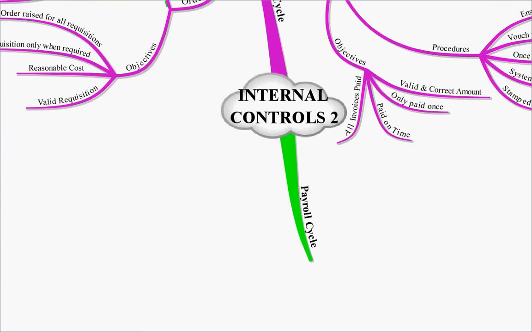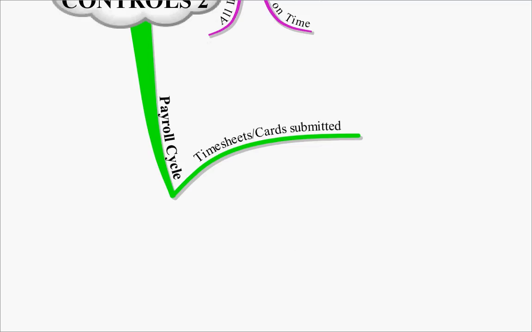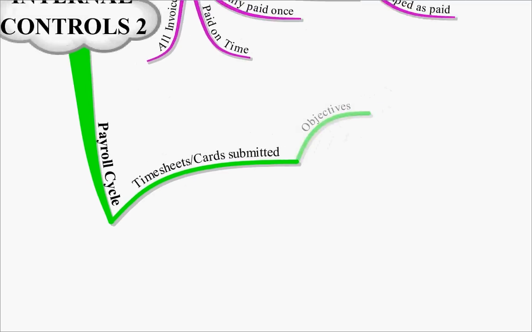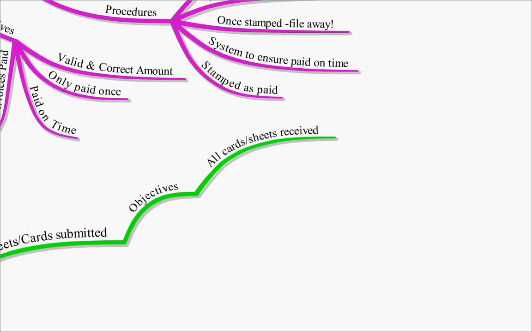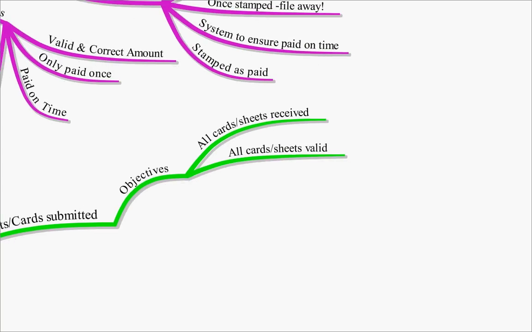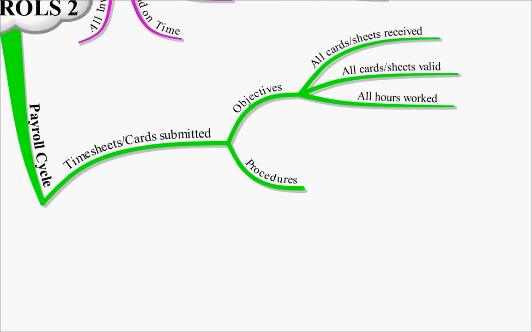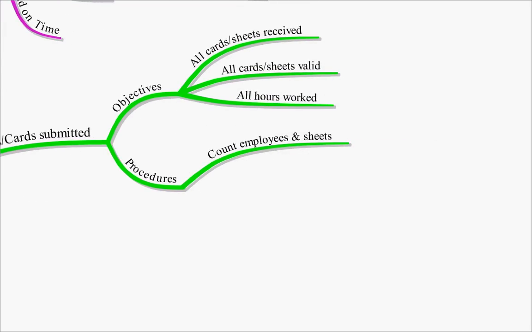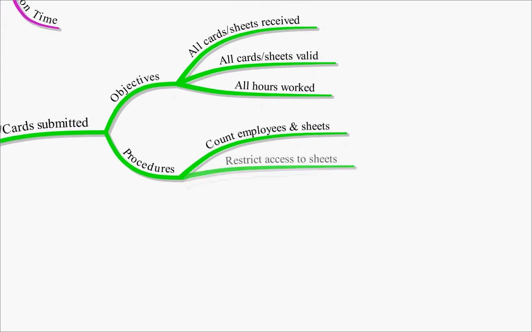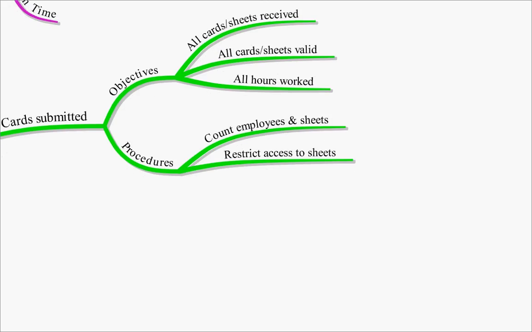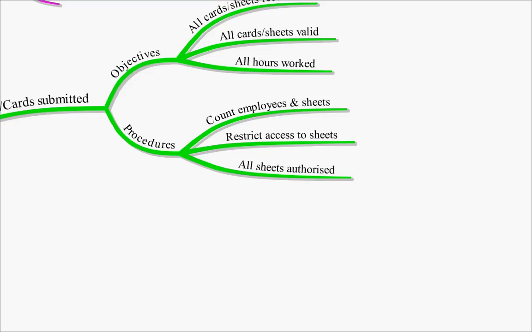Another cycle to look at then is the payroll cycle. First step in this is that your timesheets or your cards are submitted. The objectives at this point are that all the cards or sheets are received, that they're all valid, and that all the hours on them were actually worked. Procedures to ensure these things: count your employees and your sheets and make sure they tally up. Restrict the access to additional sheets, and make sure that all sheets are authorised by the line manager so that all hours worked are verified.